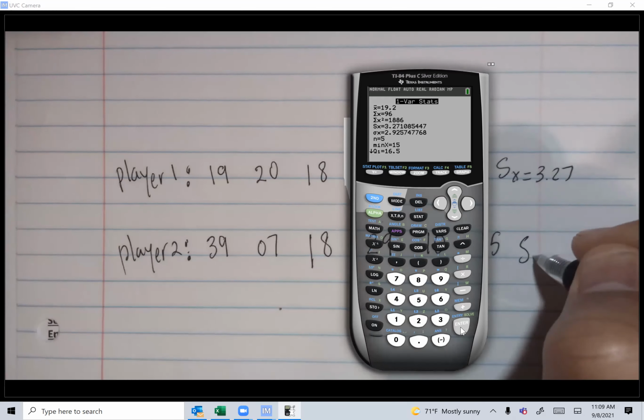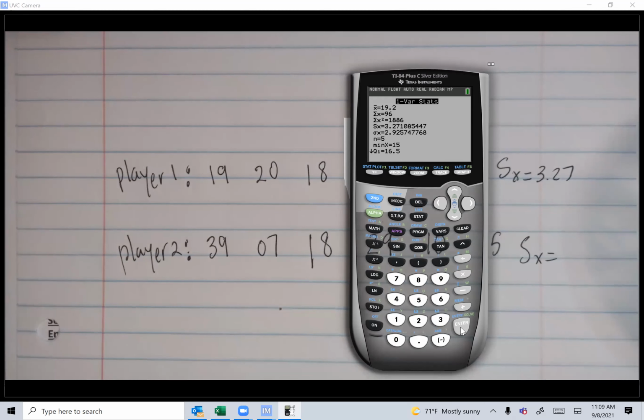Okay, let's see player two. I'm very positive, guys, player two is going to be a lot larger, more than 3.27. So let's go to that. Stat. You can see that's the feature of chapter 2. Stat, calc, one variable statistic. There is one thing I need to change here, guys. Otherwise, I'm going to get the same results as player one. What is it that I need to change? If I do nothing, I will just get the same answer. Yeah, the list has to go to L2.